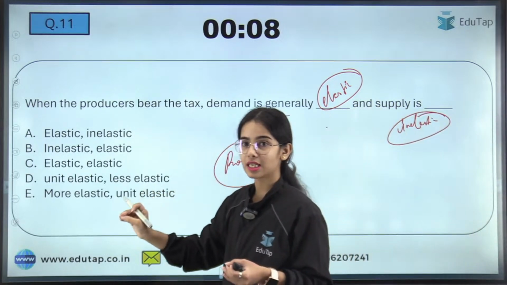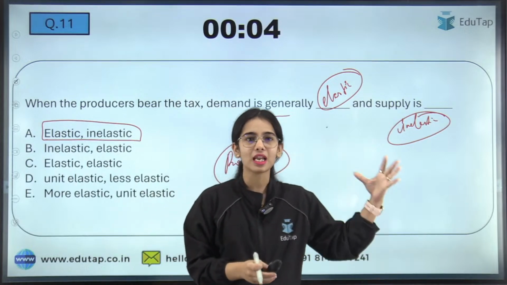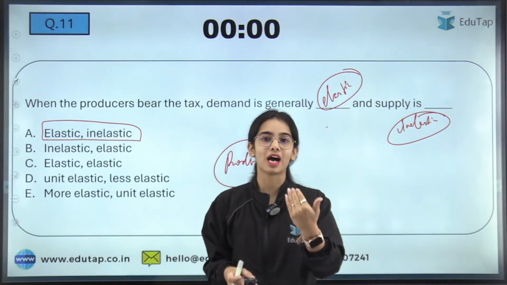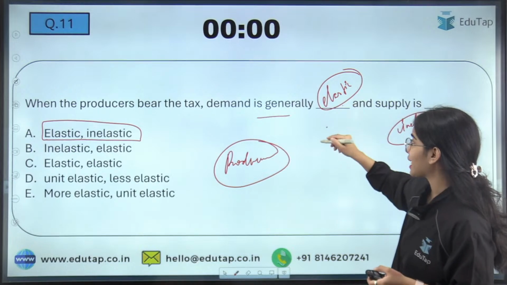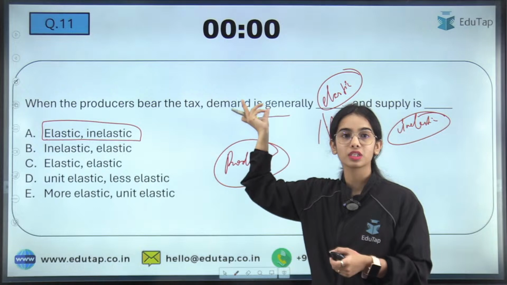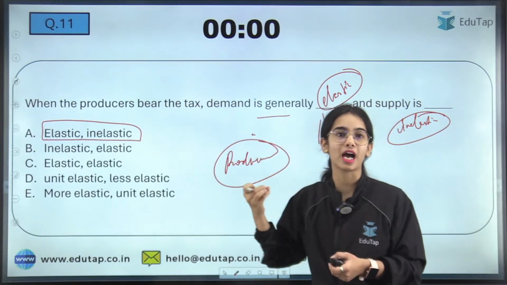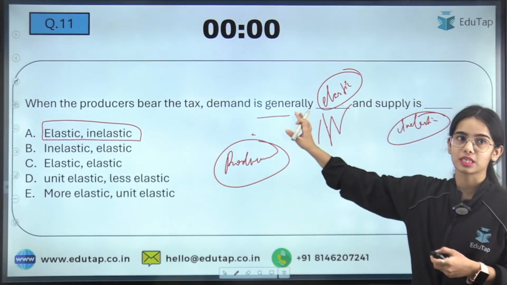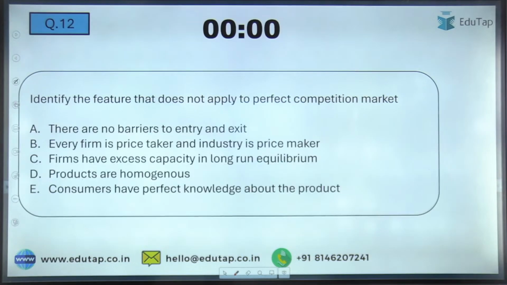So I hope this is very easy. Yes, here the answer is elastic and inelastic. So if the demand is very elastic and the supply is very inelastic, in that case the producers will have to bear the tax burden. If the demand is elastic, it can easily change, and if the producers impose the tax on the consumers, the demand can easily change. That's why the producers here have to bear the tax. They cannot shift the tax to the consumers. So this is the idea. You can read the explanation also.